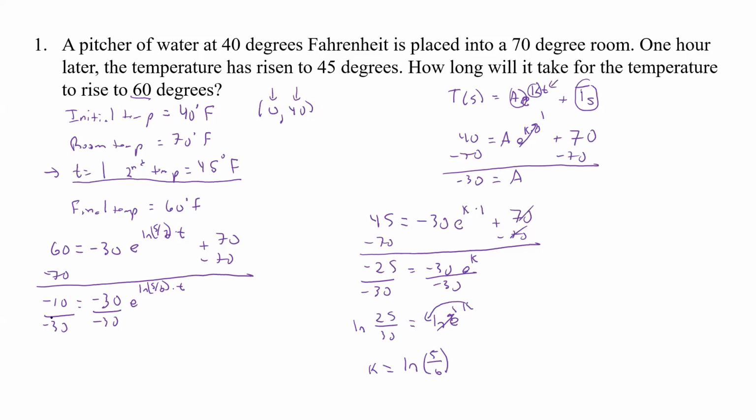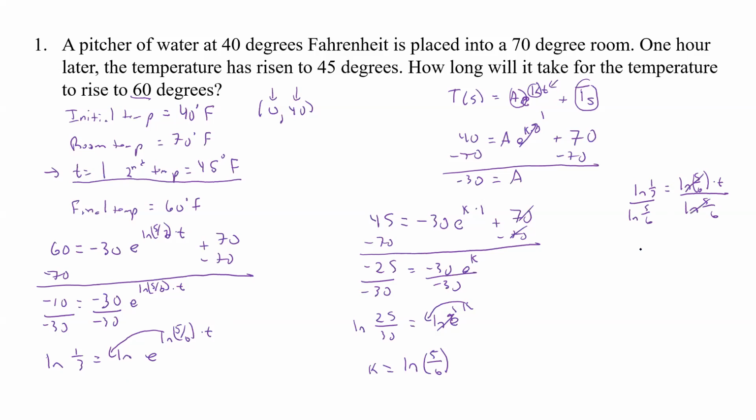Well, that becomes a positive 1/3. So we have 1/3 is equal to e to the ln of 5 over 6 times t. And we do like we've been doing. We take the ln of both sides, and so that exponent can come down in front. So we have ln of 1/3 equals ln of 5/6 times t, and then ln of e is just 1. So divide by the ln of 5 over 6.